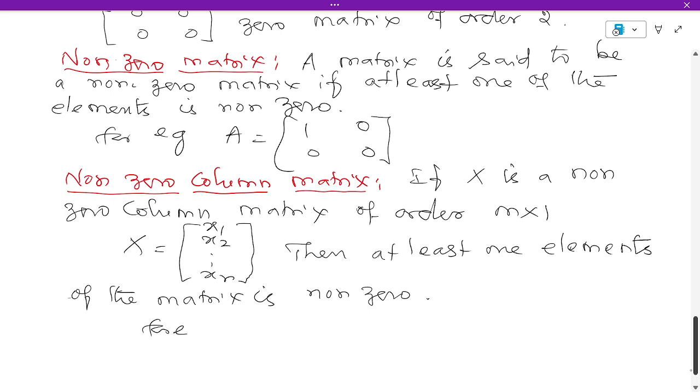For example, here I am writing X equal to 1 0 0. If I write like that, then it is the non-zero column matrix. If I write 0 0 0, it is a zero matrix. But non-zero column matrix means, please keep it in mind, many of them have made a mistake at this point. Non-zero column matrix means at least one of the elements is non-zero, all other elements may be 0. Okay.